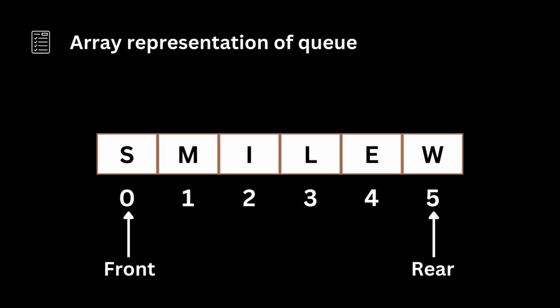After deleting an element, the value of front will increase from -1 to 0. The queue will appear like this.